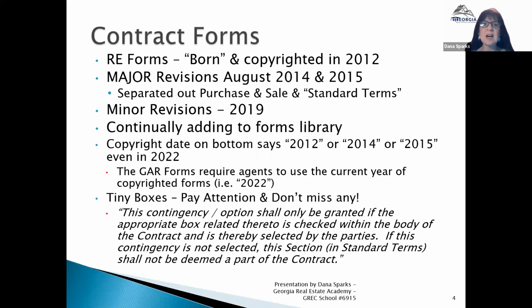The RE forms, again, a lot of people refer to them as the FMLS forms. They were born, and you see that I do have that in actual quotation marks rather than air quotes, as we do when we speak, and copyrighted in 2012. There were major revisions done in August of 2014 and 2015. One of those major revisions was they separated out the purchase and sale contract itself from the standard terms. As we go through class, you'll see what the difference is. I'm not sure why they separated it out, but I've got an idea, and I'll share that with you.